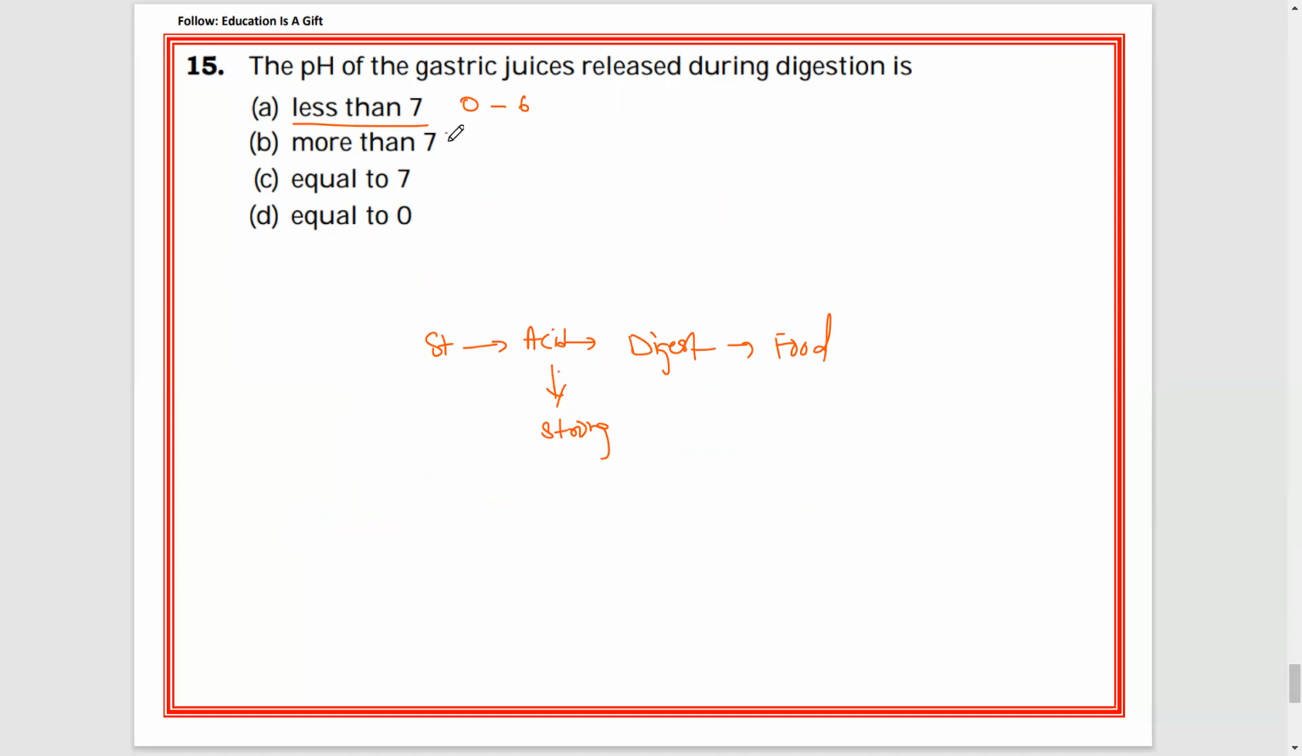More than 7 means that is a base. What I told, gastric juices are acidic in nature, so this is not the correct answer. Equal to 7 is neutral, but it should be acid. Equal to 0 means a very strong acid like HCl, H2SO4. Such a strong acid is not present in our stomach. So this is also not correct, and we are left with only one option, that is A, less than 7. The pH of gastric juice is about 1.4, in between 0 and 6, so the answer is less than 7.